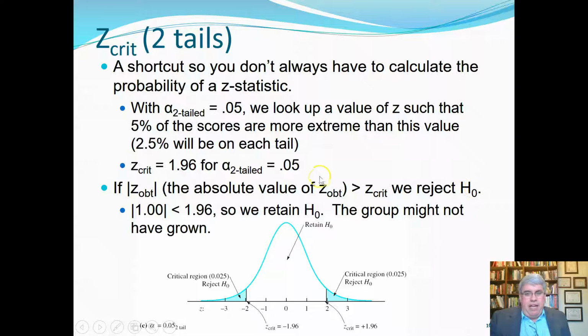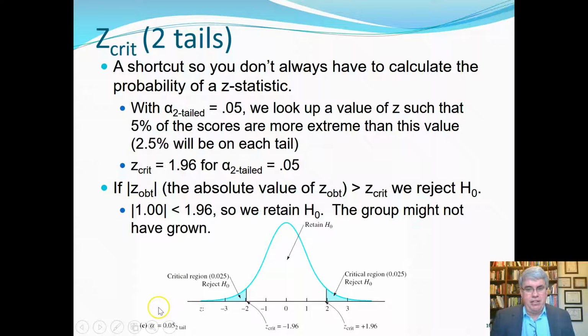So let's go back to our idea that alpha is 0.05, and we're going to look at a two-tailed test. We want to see if the results have less than a 5% chance of occurring if the null hypothesis is true, and we're looking at both ends of the tails, both extremes, in case we're interested in both really high scores and really low scores. So with alpha equals 0.05, we look up a value of Z such that 5% of the scores will be in these two tails.